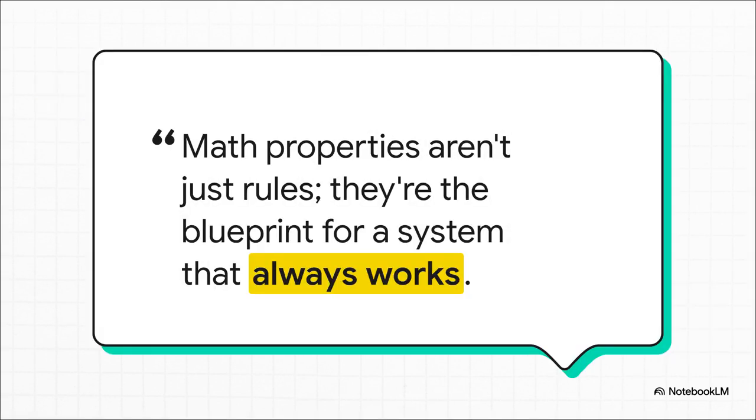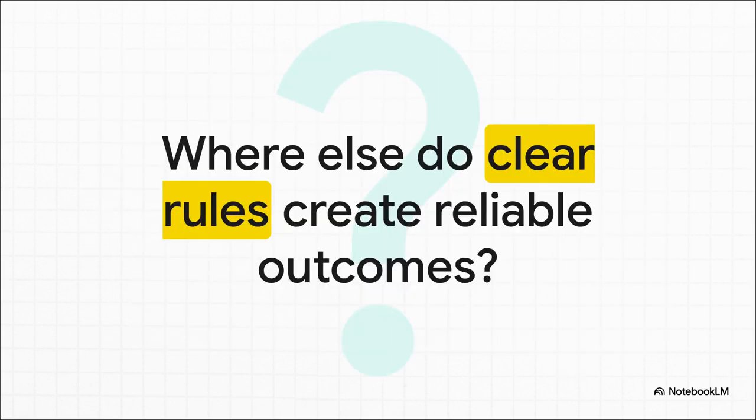So if you walk away with one thing today, let it be this. These properties aren't just random rules somebody made up to make math class harder. They are the actual blueprint for a system that is designed to always work. And that kind of leaves us with a final thought, doesn't it? This isn't just about math. Think about it for a second. Whether it's the rules of the road, the syntax of a coding language, or the structure of a piece of music, where else do we rely on a clear set of foundational rules to build complex, reliable systems that we can count on every single time?